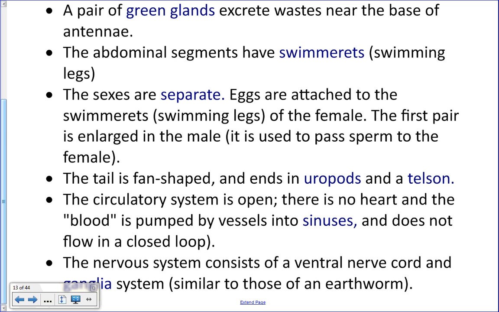The nervous system is going to have a ventral nerve cord, so a nerve cord that runs down the back, and also a ganglia system, so gatherings of nerve cell bodies. It's very similar to that of an earthworm.